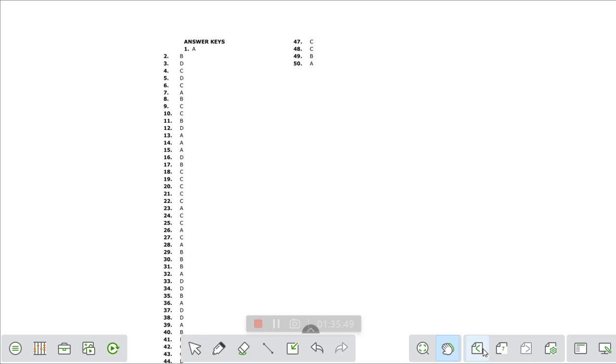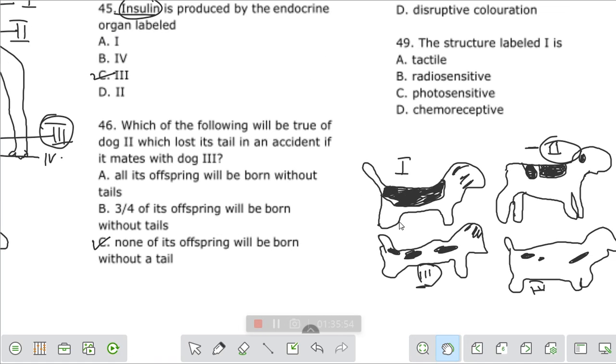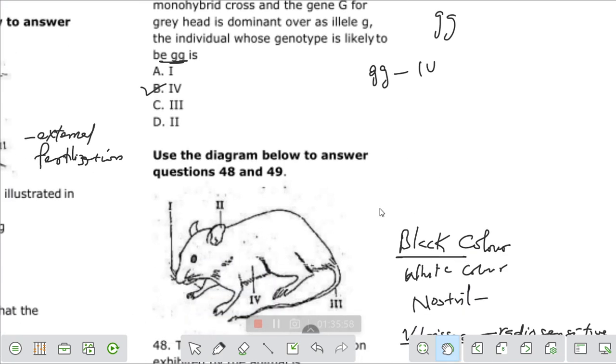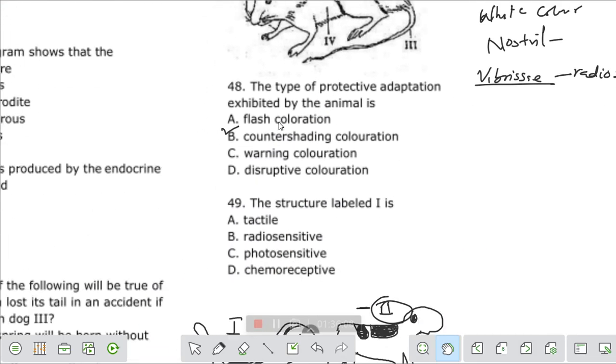So as I said, the whisker is here at the mouth. So it is actually called the whiskers. They are specialized hairs found on the faces of many mammals, including rats. They are highly sensitive to touch, and they play a crucial role in spatial awareness and navigation.